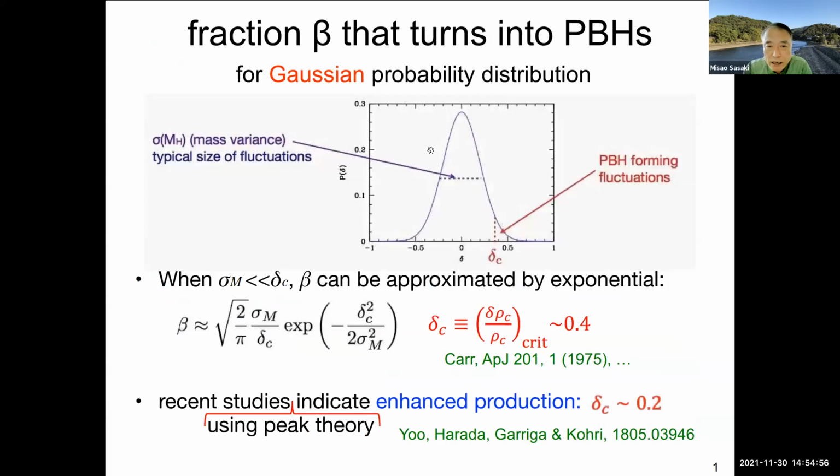Now, as I said, not all the perturbations will become primordial black holes. Only the large fluctuations compared to the mean value of the fluctuation can become primordial black holes. So let's, for example, consider some Gaussian probability distribution, and you have some non-trivial threshold over which, if the fluctuation is large enough, it will form a primordial black hole.